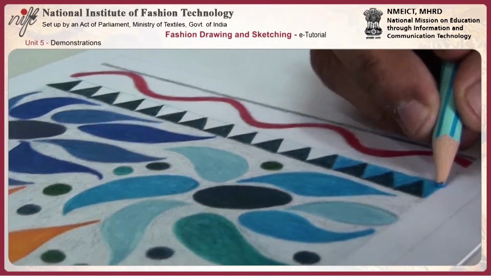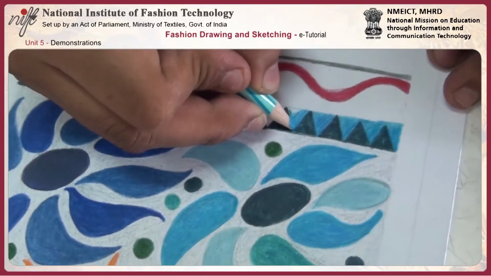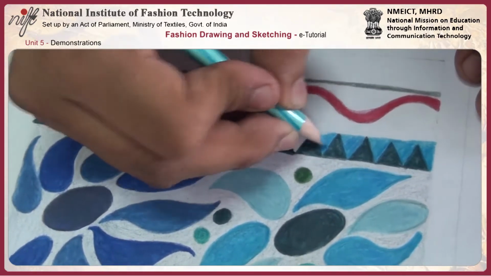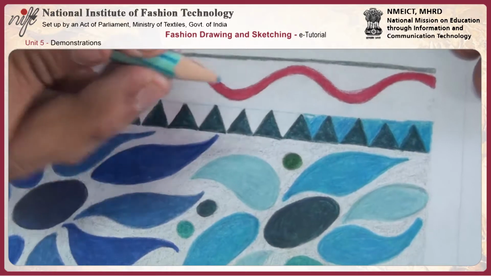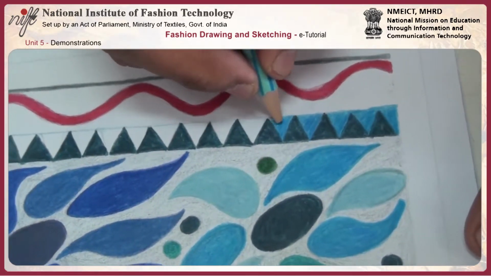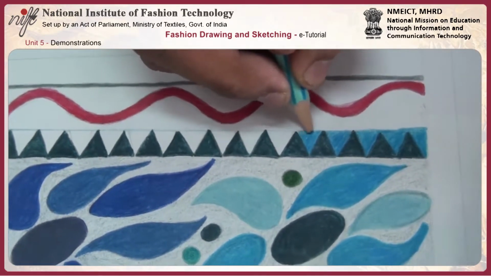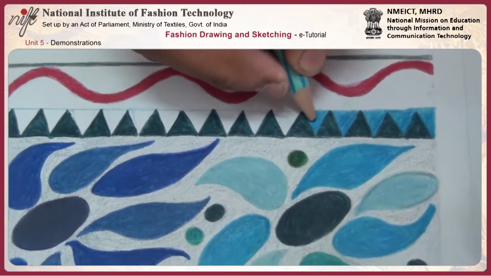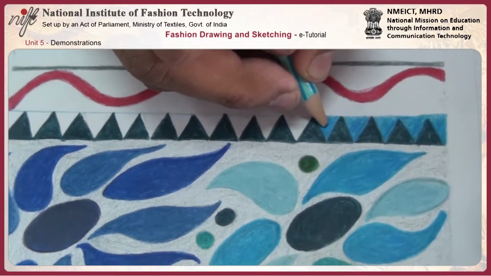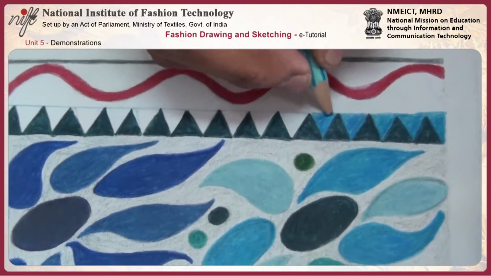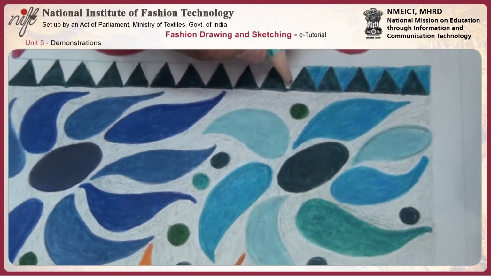The illustrator is actually creating a striped pattern by filling the white space in between dark blue triangles.